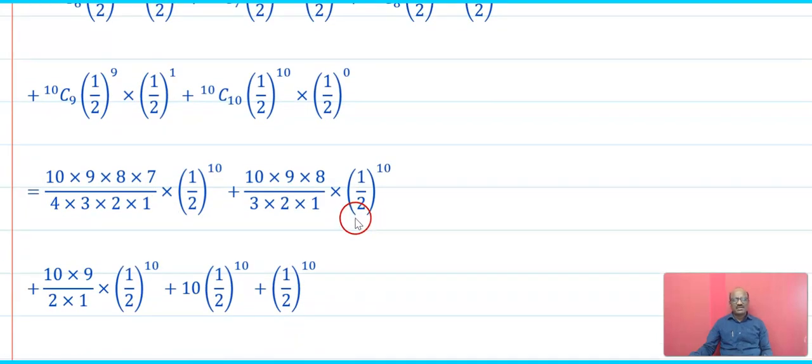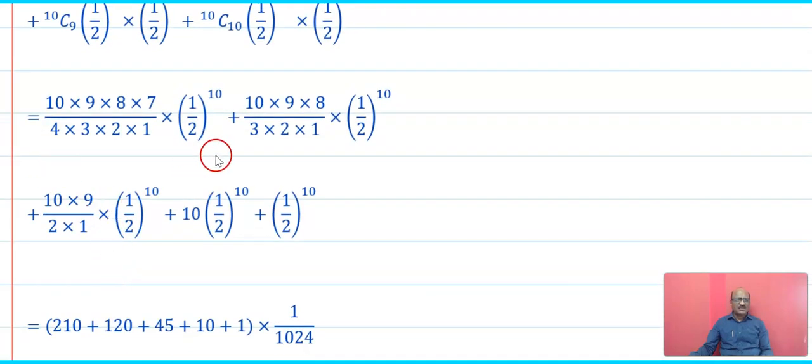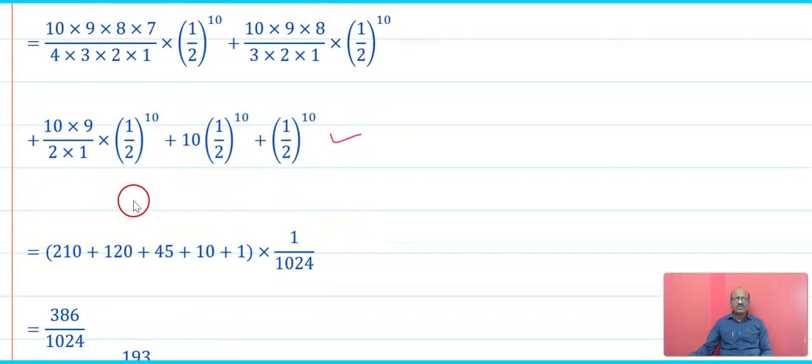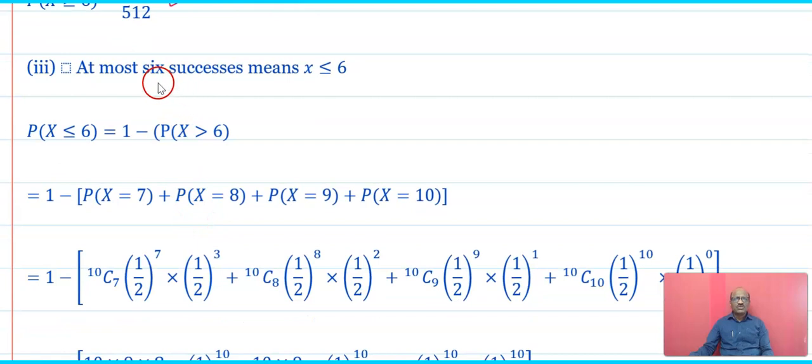And if we simplify it, then you will get the terms like this. In this way you will get all the terms. Now from this you can take the common factor, that is (1 upon 2) raised to 10, which means what? 1 upon 1024, and these are the terms in the remaining bracket. You can add and simplify it, and the probability of capital X greater than or equal to 6 is 193 upon 512. At most 6 success means what?